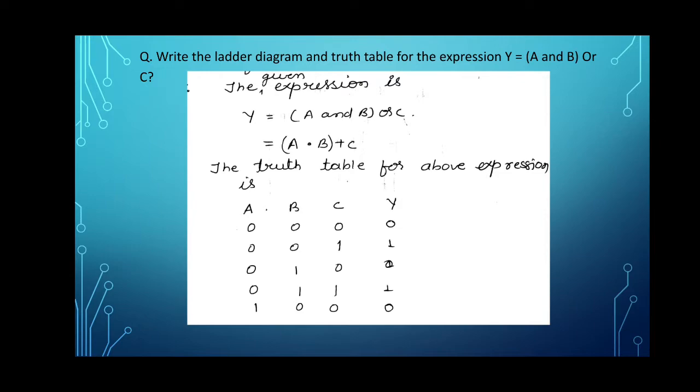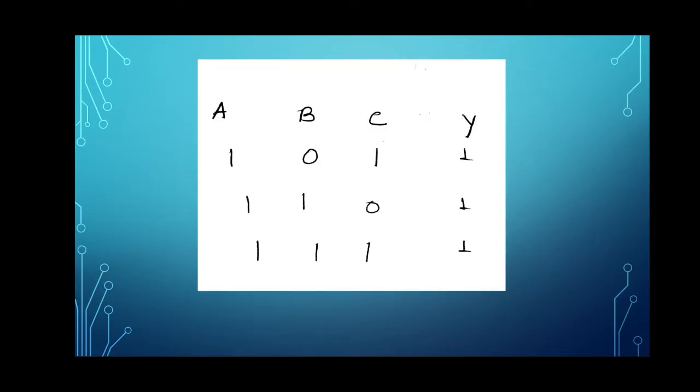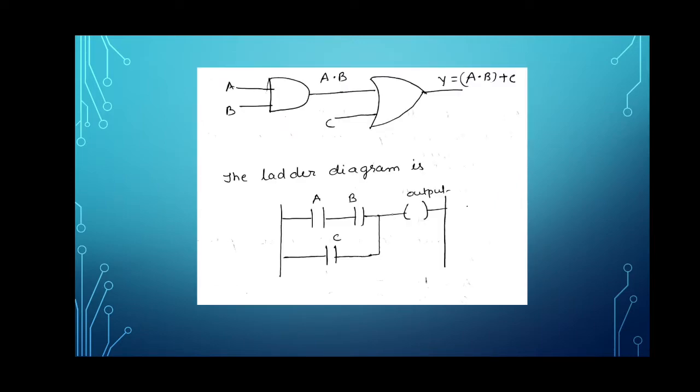From this expression, we see that if both inputs A and B are high, then the output will be high, and that will be ORed with C. So we get the truth table, and from this expression we draw the logic diagram. Then we draw the ladder diagram. So this was the truth table. Then we have gone with the logic diagram, and then we get the ladder diagram.